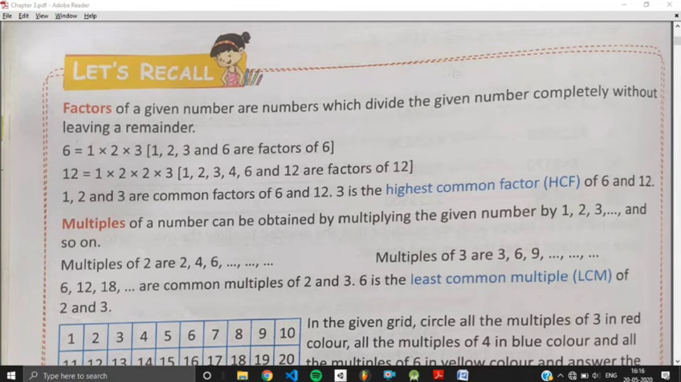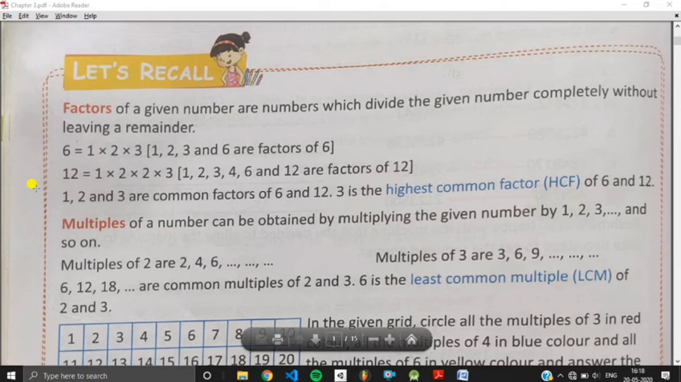Now again we will be seeing the common multiple. Starting with common multiples, we have the term least common multiple. The short form of least common multiple is LCM. So we can say that 6 is the LCM of 2 and 3.